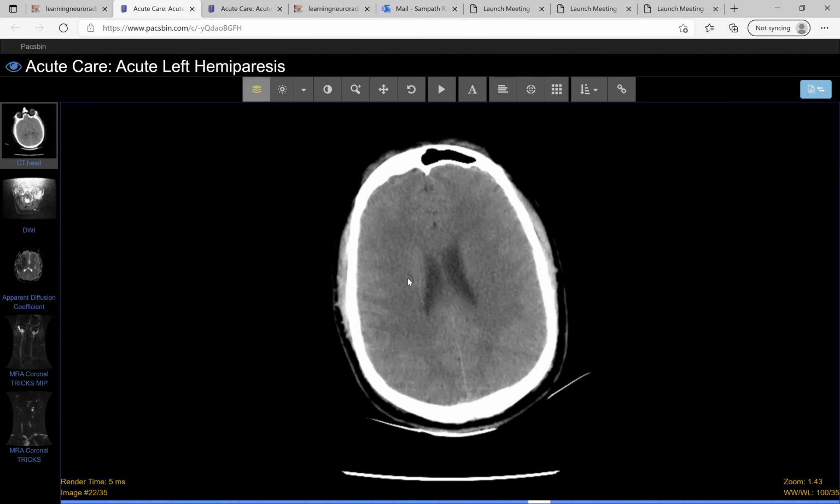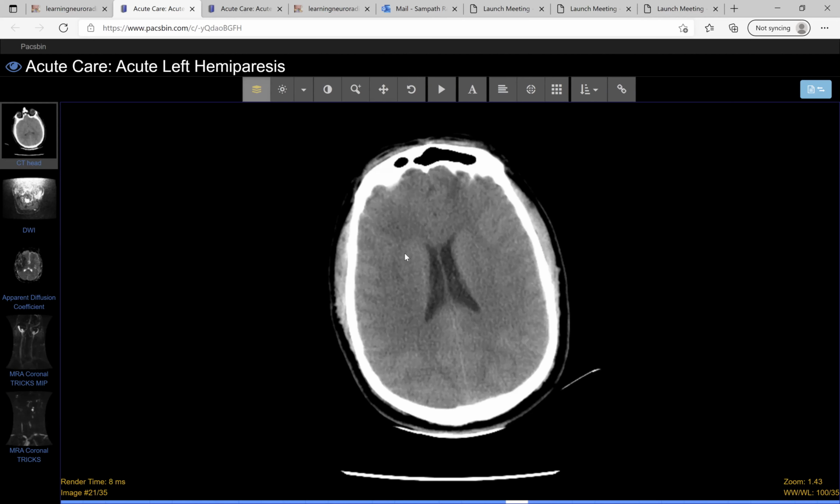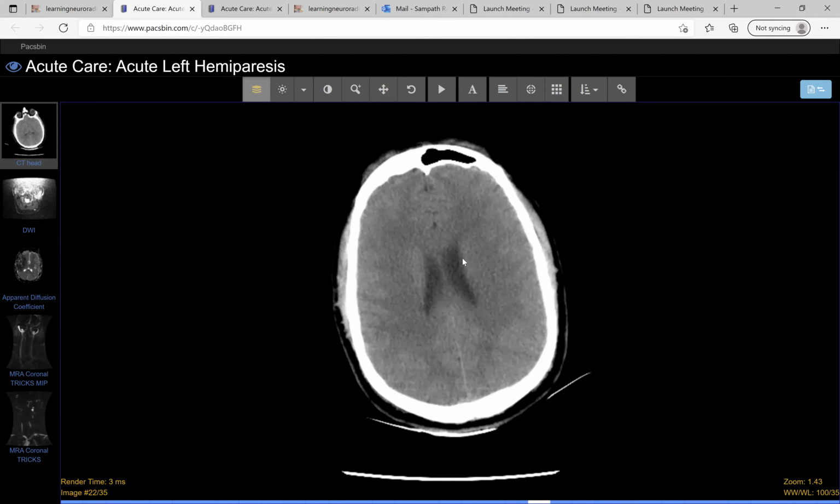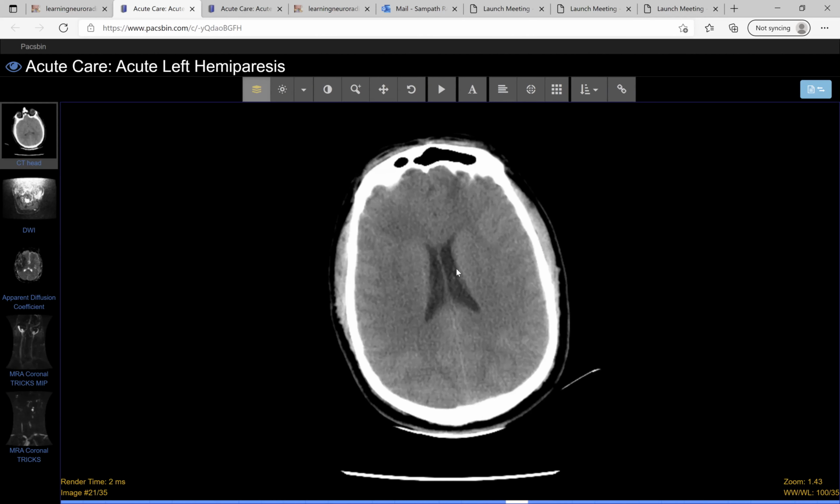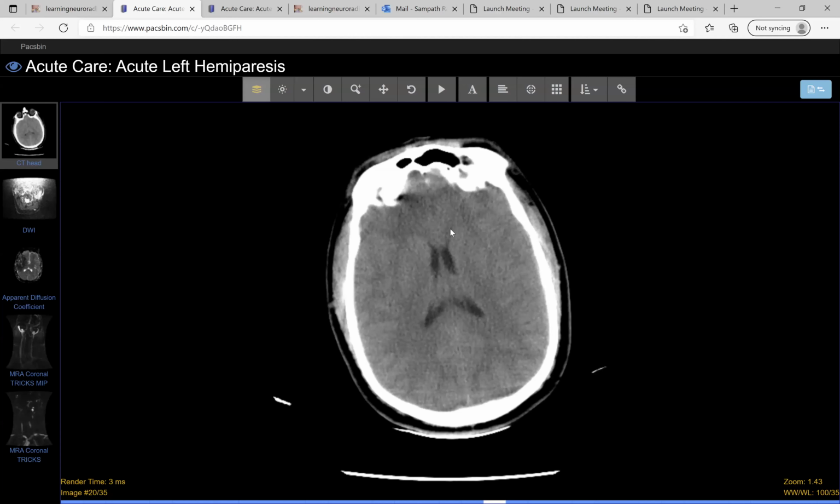If you have a stroke, or an ischemic infarct, you can't see these two structures as clearly as we do here. If you lose that kind of differentiation, then you know there's a stroke, for sure there has to be an ischemic infarct.